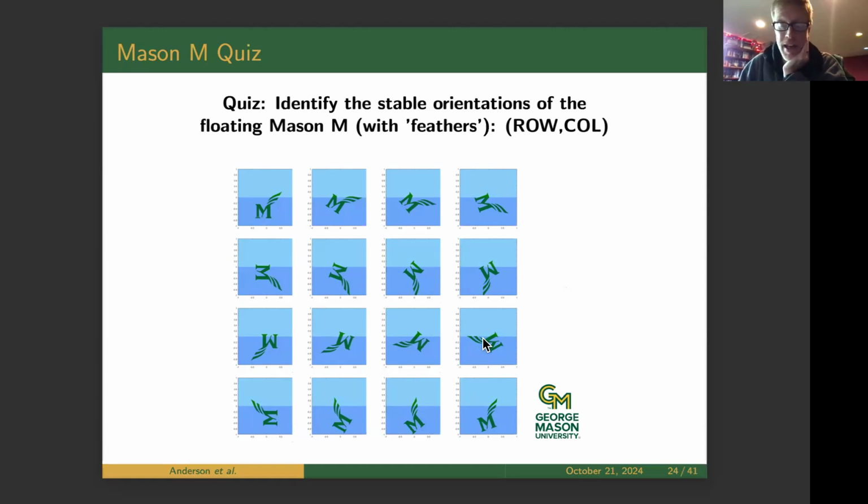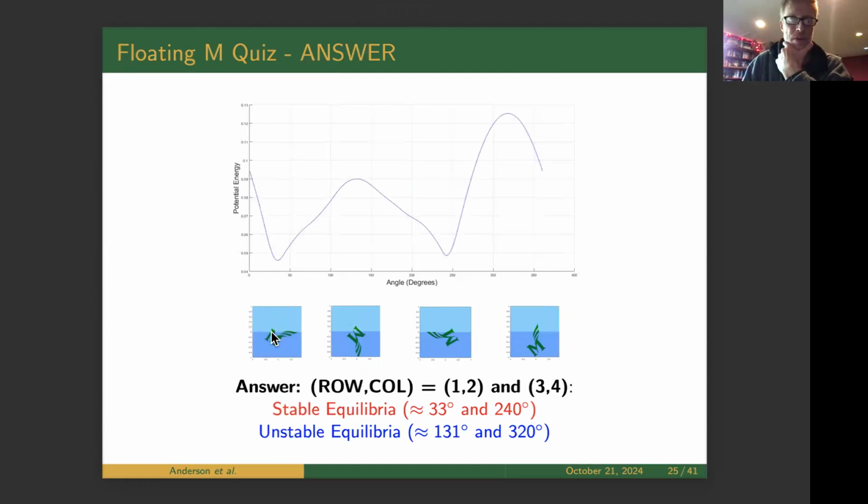A fairly common guess for stability was also column 3, row 2. So this one, and then also row 4, column 3. But those are actually unstable equilibrium solutions. So I'll show you the potential energy plot. This one is sitting in this well, this one is sitting in this well, and then the ones that are perfectly up and down are exactly where it flips from one way to the other. So well done on the quiz.